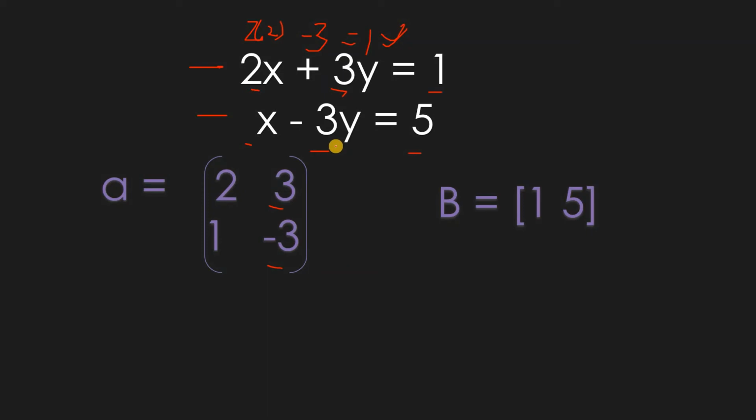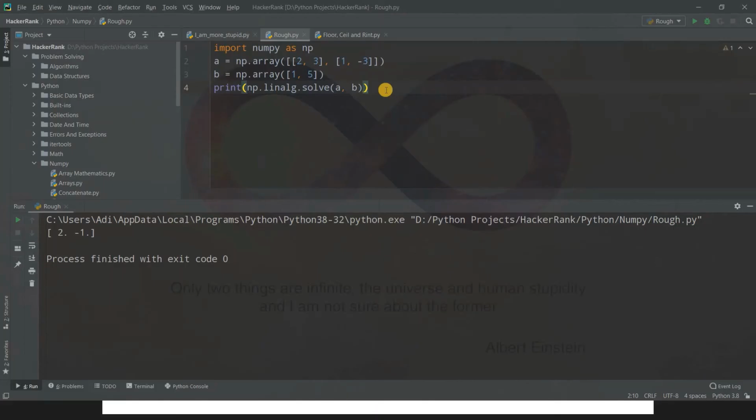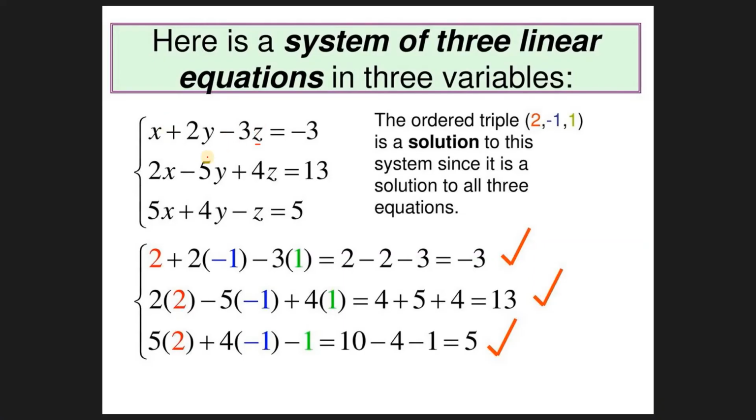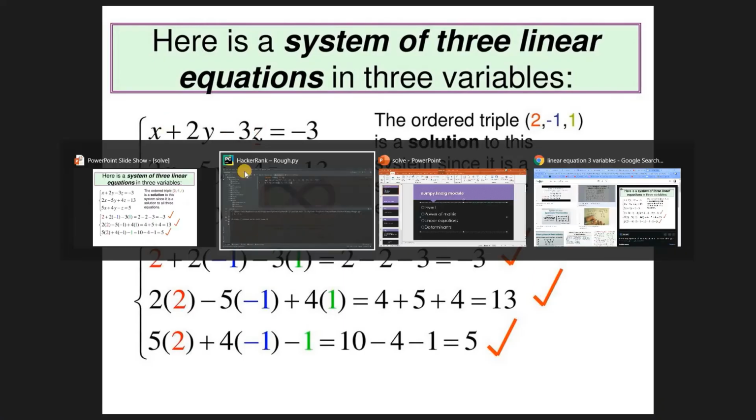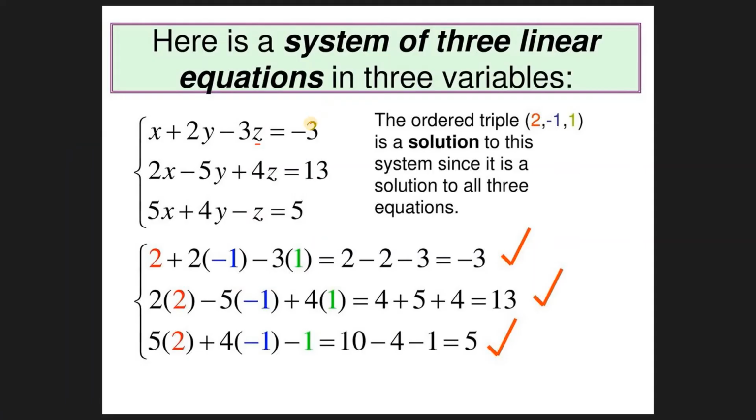Now to get to know more about it, let us take three variables. I'll do one thing: I already have copied the array, so I don't waste my time on it. See, 1, 2, -3, 2, -5, 4, and the constants -3, 13, and 5. So I have already written all the values of A and B, and I'm just going to solve it now.